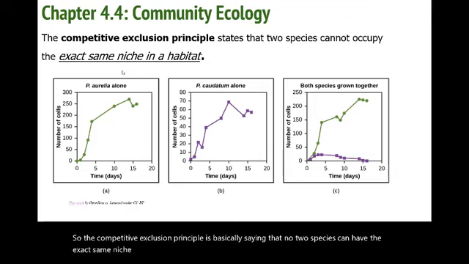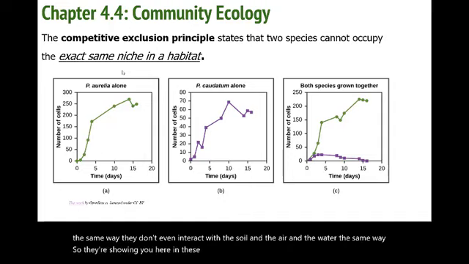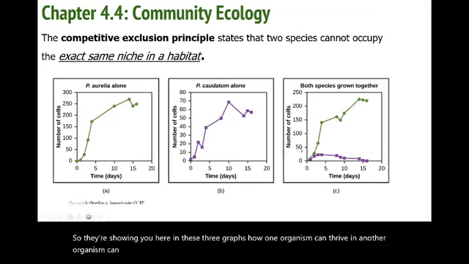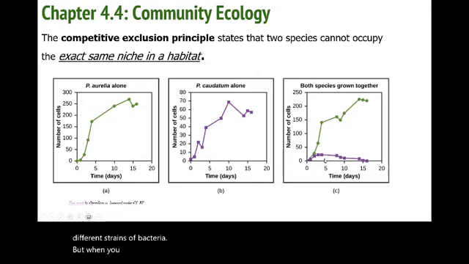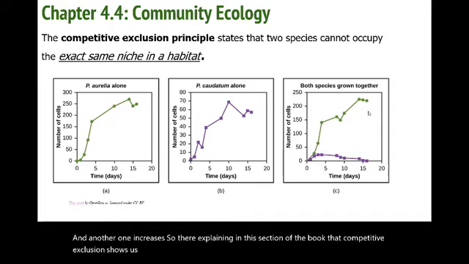They're not made the same way. They don't interact with other organisms the same way. They don't even interact with the soil and the air and the water the same way. So they're showing you here in these three graphs how one organism can thrive and another organism can thrive, but when you throw both of them together, and these are two different strains of bacteria, one declines rapidly and another one increases. So they're explaining in this section of the book that competitive exclusion shows us that both species can't always occupy the exact same niche, right? One of them may suffer until it finds its own niche.